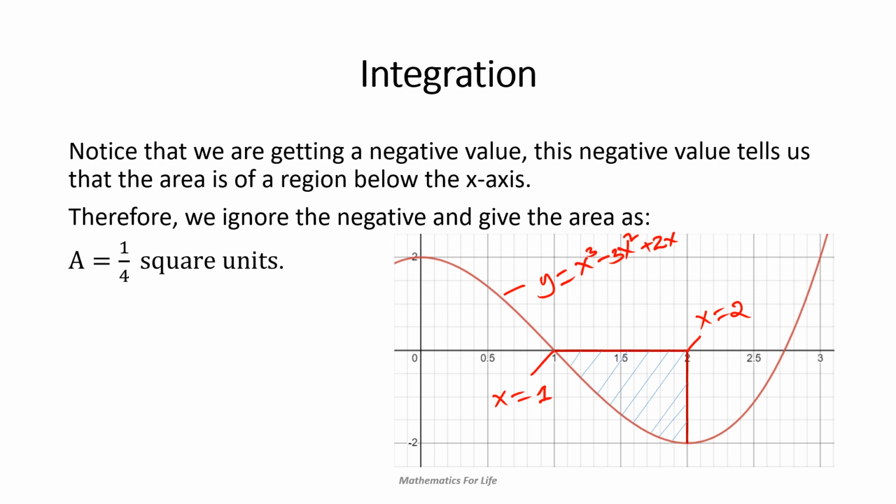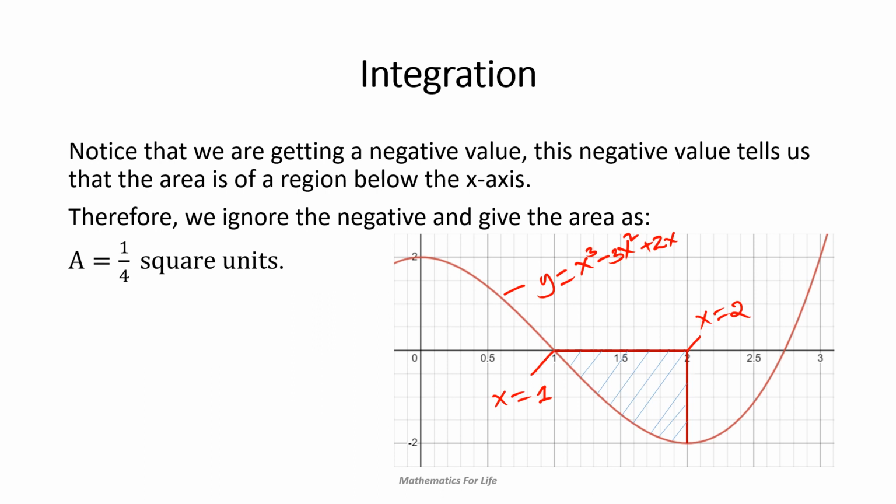So as you can see, the curve for y is equal to x cubed minus 3x squared plus 2x is drawn as shown on the diagram. And then we have the limits of x is equal to 1 and x is equal to 2. And then that shaded region is the region that we were required to find its area. So you'll notice that it is below the x-axis, and hence us getting that particular negative area.